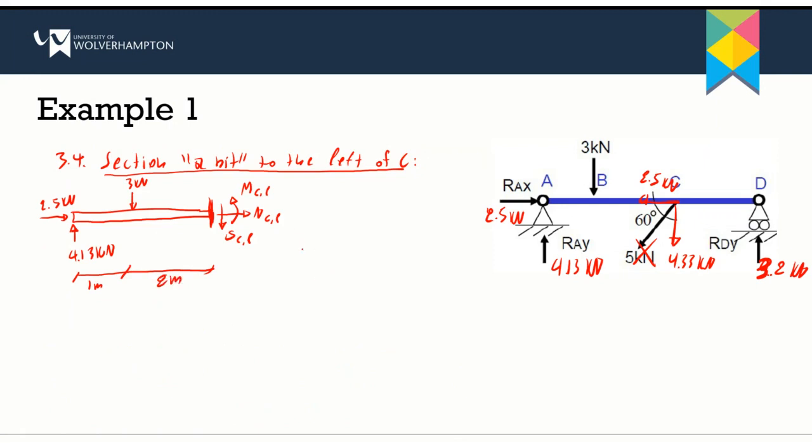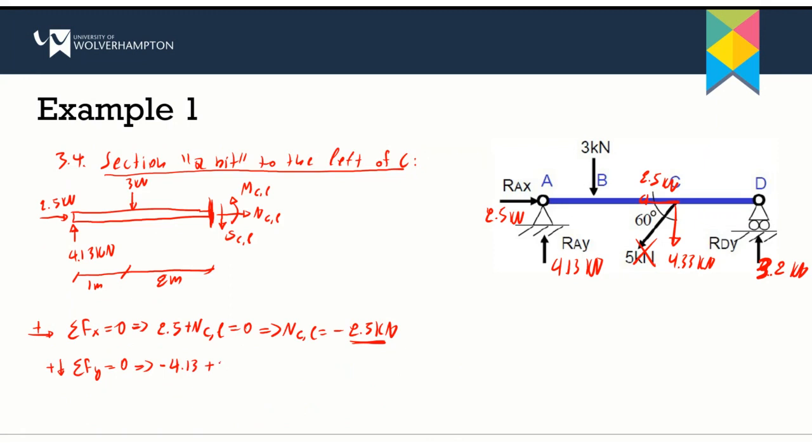And again, I will be applying the equations of equilibrium. So the sum of forces in x direction has to be equal to 0. This means that 2.5 plus NCL equals 0, or NCL equals negative 2.5 kilonewtons. The sum of forces in y direction has to be equal to zero. So minus 4.13 plus 3 plus SCL equals zero, or SCL equals 1.13 kilonewtons.